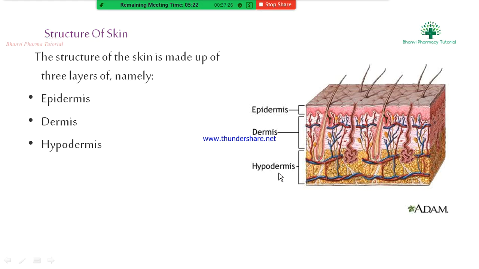There are 3 types. This is a very important question: what is the structure of skin, or write a note on skin, or draw a neat labelled diagram of the skin and explain it. They will ask this most of the time in the examination. Okay, that is the point to be noted.